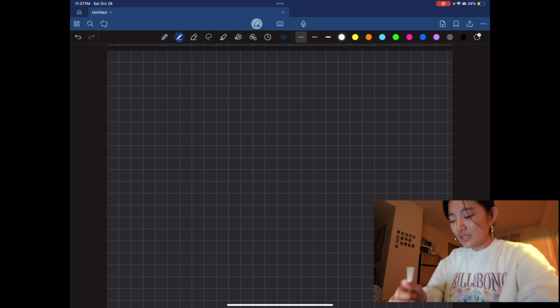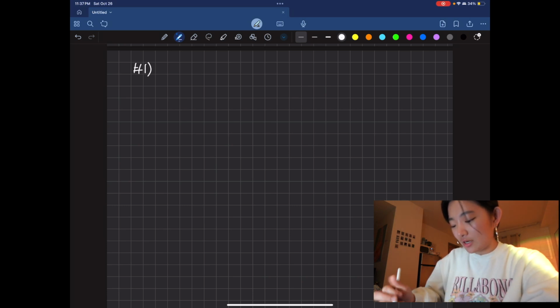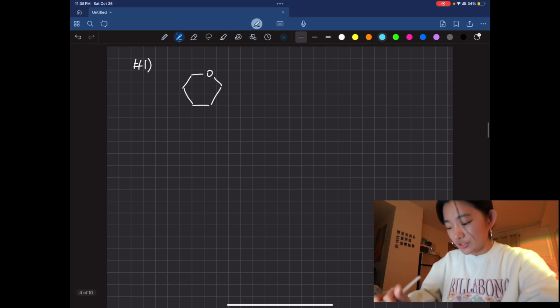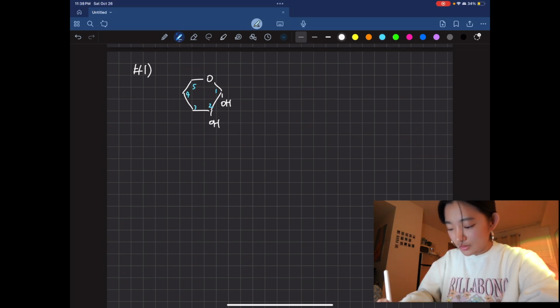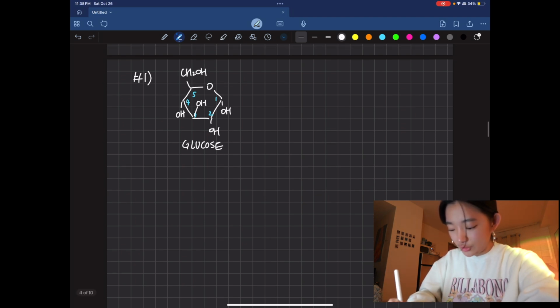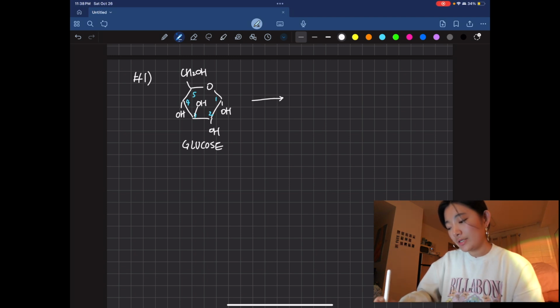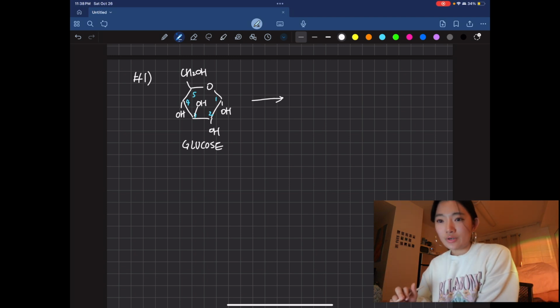Alright, so we're gonna start with the first step, and we're gonna start with our glucose. Whenever you're working with sugars, it's always a really good idea to number them. Since it's a sugar, every carbon is going to be hydrated, meaning it's gonna have an OH group. Now the first reaction is that we're gonna phosphorylate this glucose.